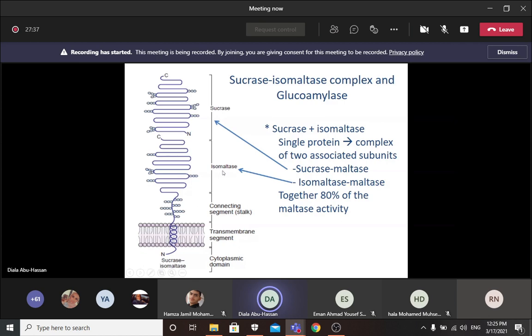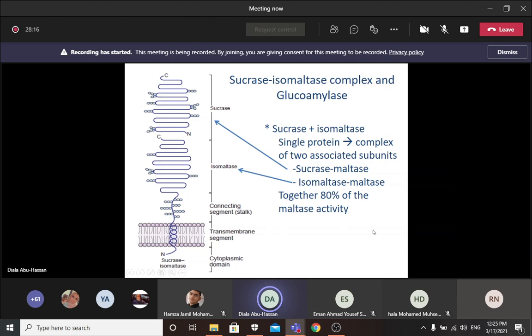Even though the name implies that it only acts on saccharase and isomaltase, this type of complex also acts on maltose. So this complex acts on 3 disaccharides: saccharose, isomaltose, and maltose. And actually, 80% of its activity is maltase activity that breaks the alpha-1,4 linkage of maltose sugar. Okay, this is the first complex.